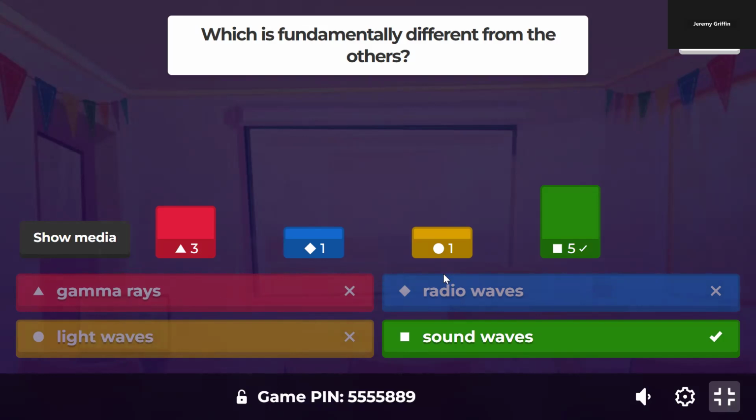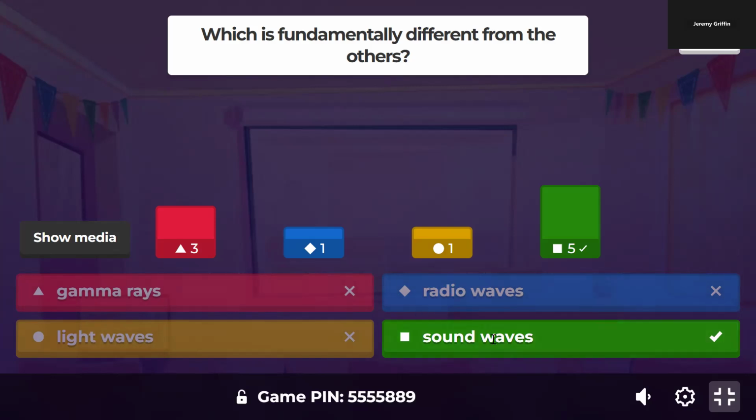Guys, do all these, the red, the blue, and the yellow, travel at the same speed? Yep, all the same speed. And they're also what kind of wave? Are these longitudinal or transverse? Transverse.